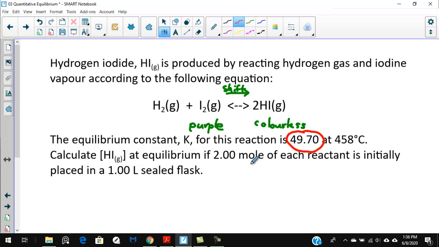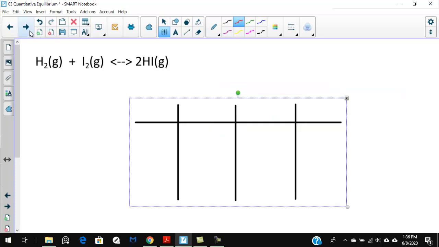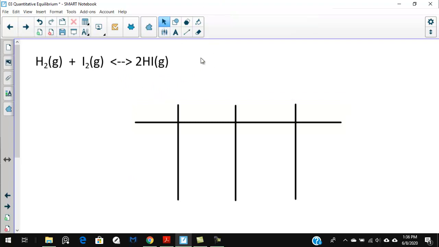We have 2 moles of each reactant initially put in a 1 liter sealed flask, and we need to calculate out what's going on. So let's set the question up. The easiest way to do that is with an ICE table. So we've got our table here that we can work from.